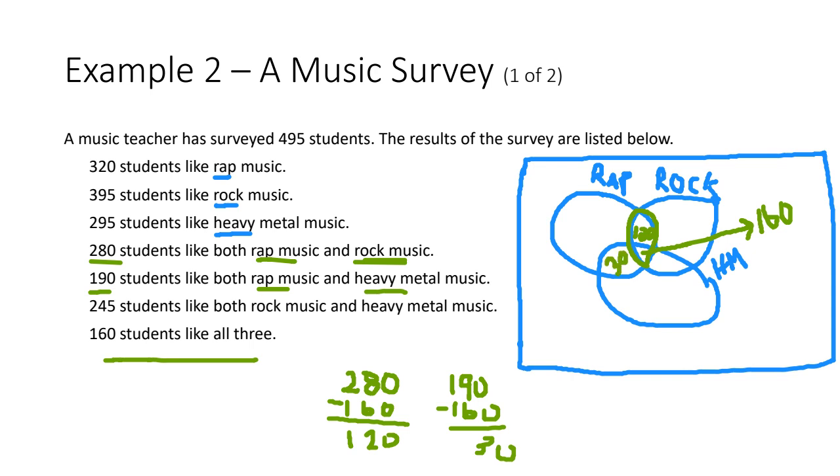Okay, and then the last one, rock and heavy metal. For rock and heavy metal, they give us 245 students, and we're going to subtract the 160. So 245 minus the 160 is going to give us 85. And that's going to be in this area right here. So this is 85.